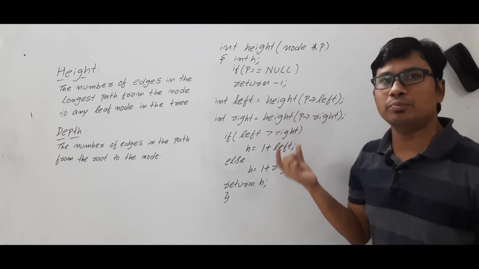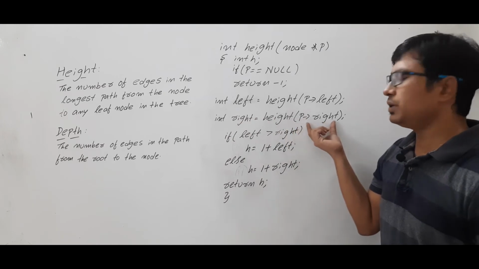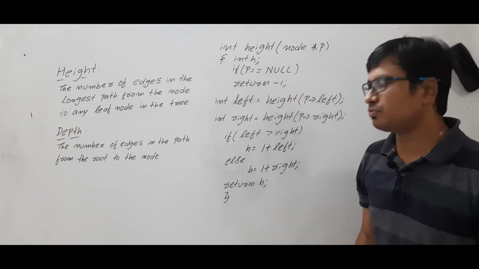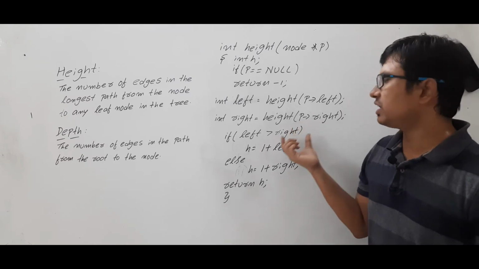I am going to compute the height of the left subtree. int right is equal to height of P of right. So again I am doing the recursive function call. This will be useful for me to compute the height of the right subtree.